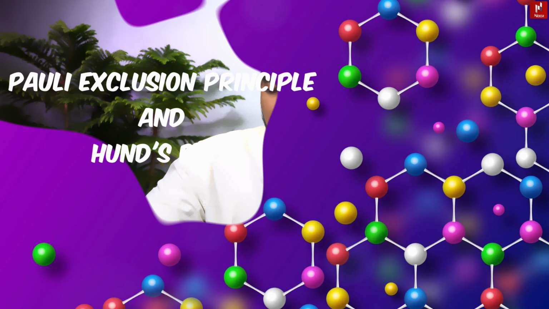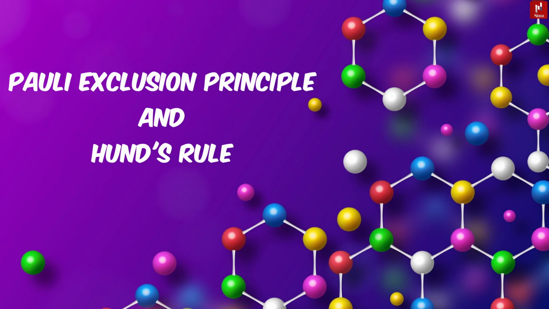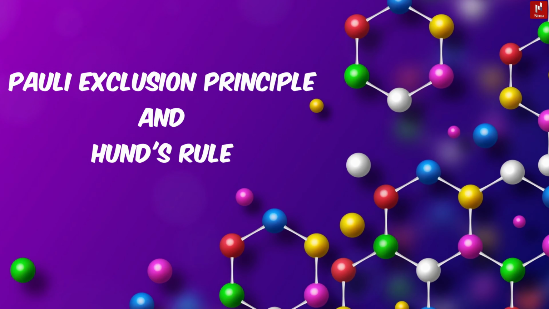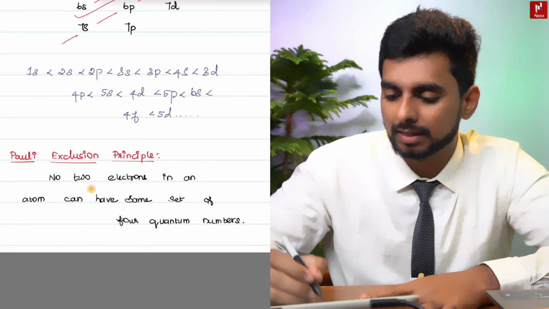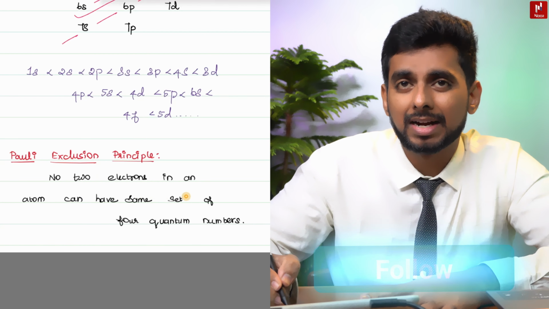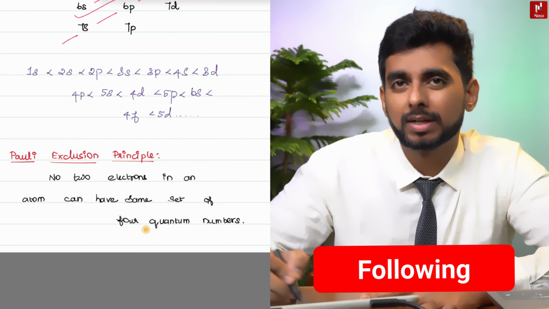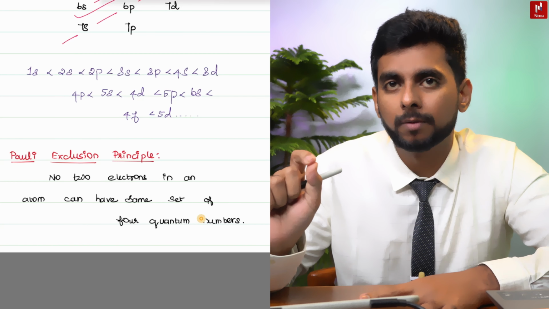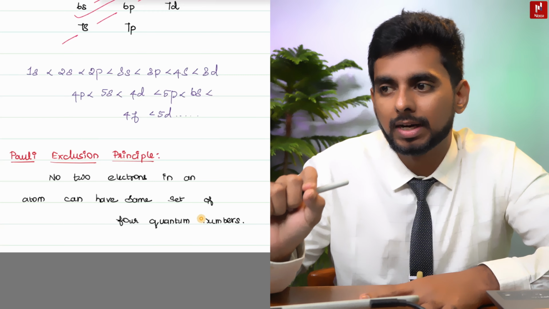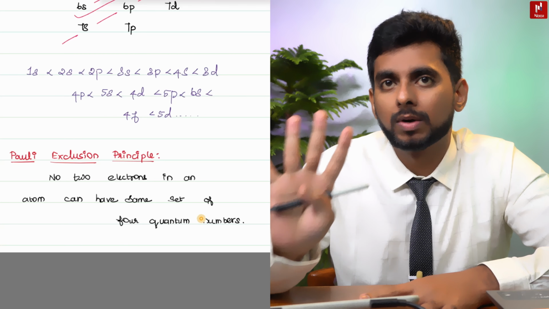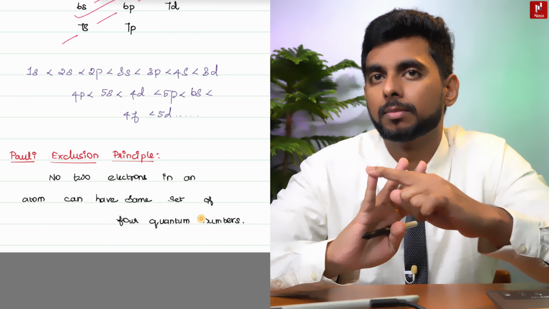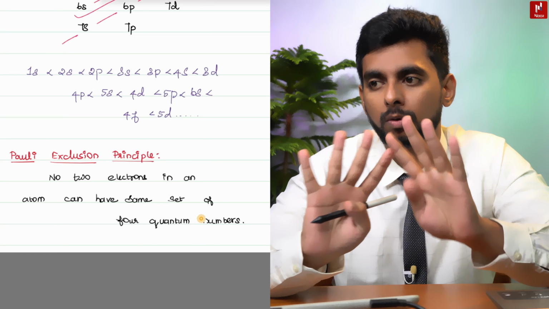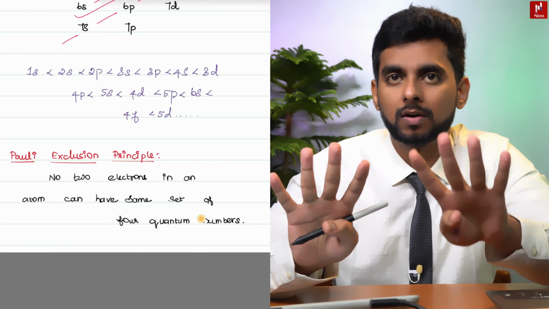First, let us see what is meant by the Pauli exclusion principle. I've given you the statement straight away. Once you read this statement, you'll get the understanding. No two electrons in an atom can have the same set of four quantum numbers. If you pick an electron and designate it, it will have four different quantum numbers: principal, azimuthal, magnetic, and spin quantum number. These four quantum numbers will not be identical for the other electron in that atom.